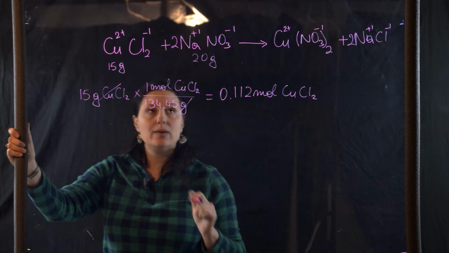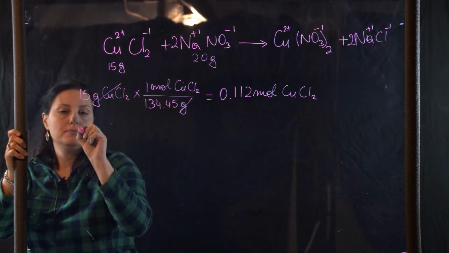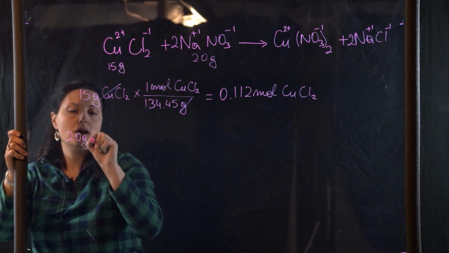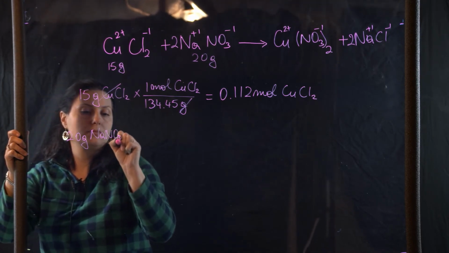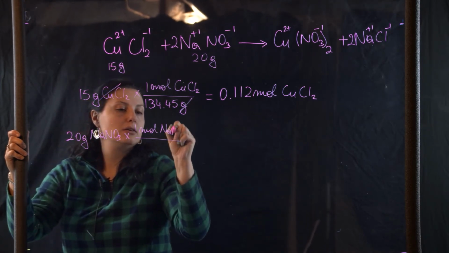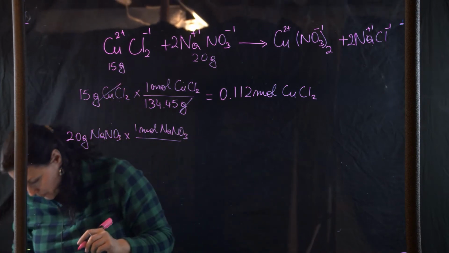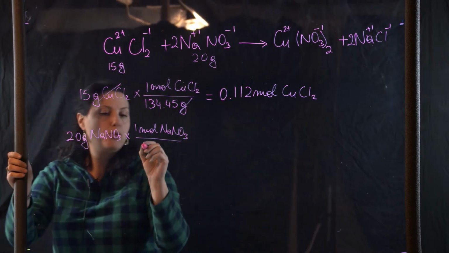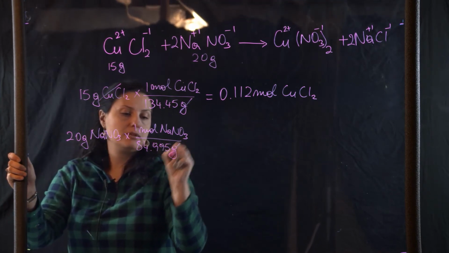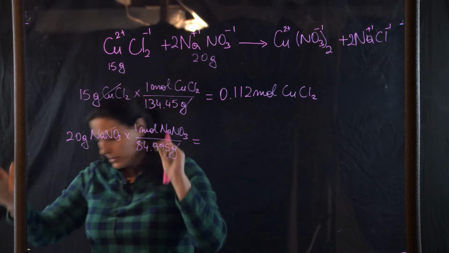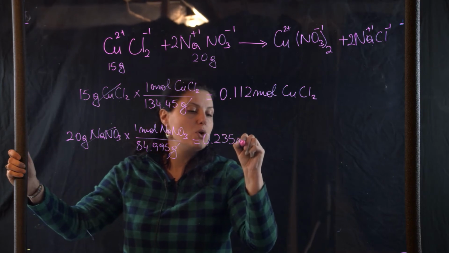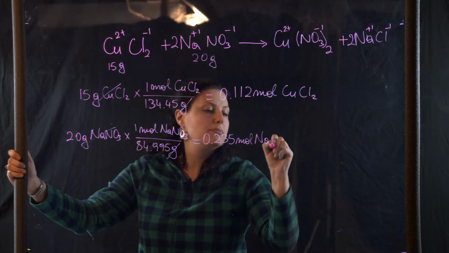Now I need to do the same with sodium nitrate. So I have 20 grams of sodium nitrate, and I know 1 mole of sodium nitrate weighs 84.995 grams. My grams will cancel, leaving me with moles, and that is 0.235 moles of sodium nitrate.